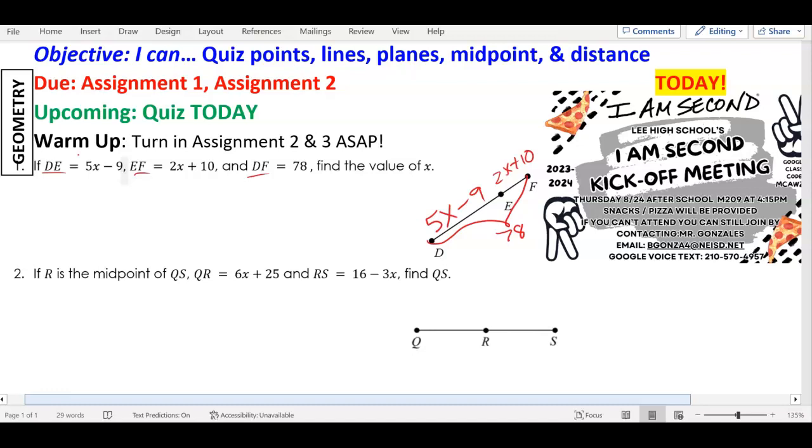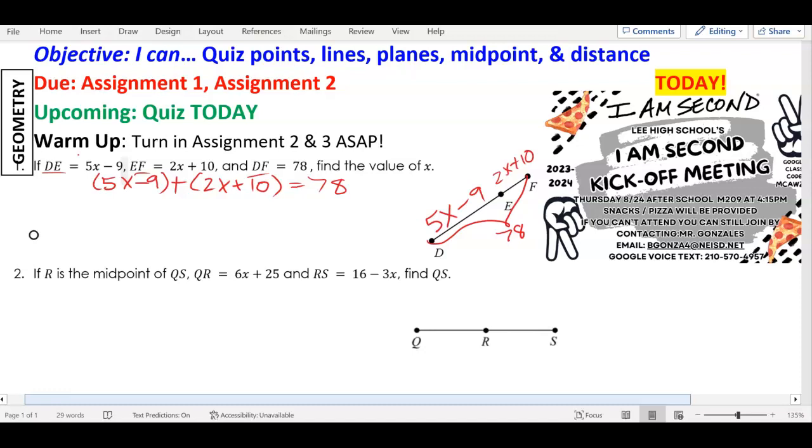The left part, 5x minus 9, plus the right part, 2x plus 10, equals the whole thing, 78. Part plus part equals whole, okay? Now, from here, what do I do with the x's? I have two x's on the same side of the equal sign. Do I combine them or do I get rid of one?